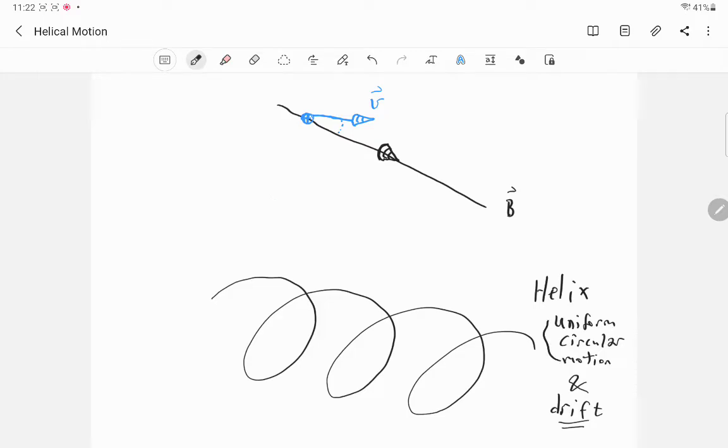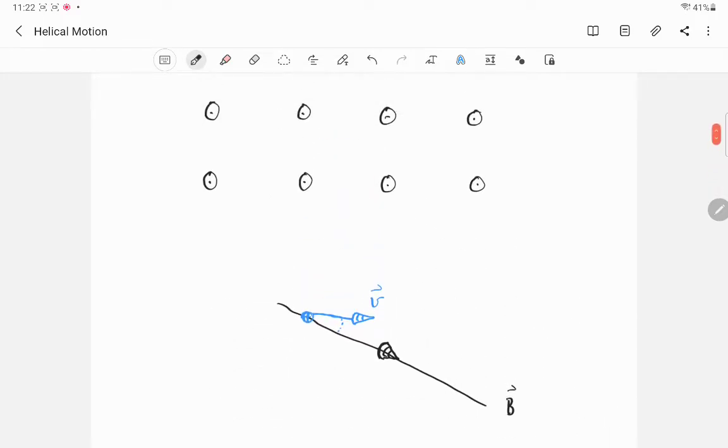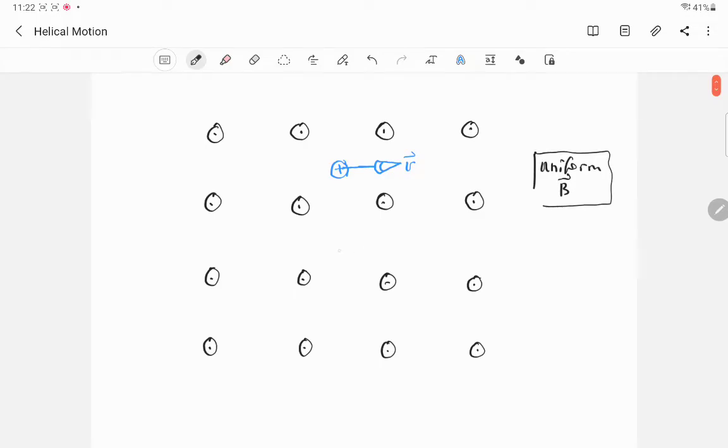So let's say that this is an XY plane, right? This is X, this is Y. The circular motion happens in the XY plane, but the Z direction is the direction of the magnetic field, and that's the direction in which our particle is going to drift. It's going to drift in this helical motion out of the screen, right?